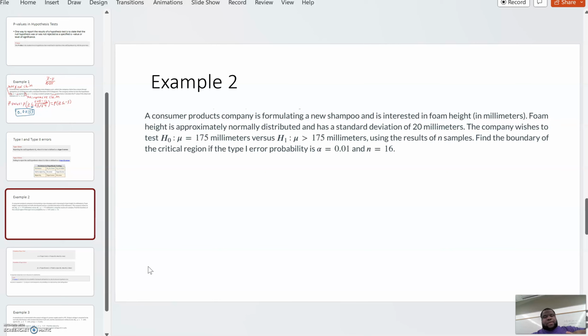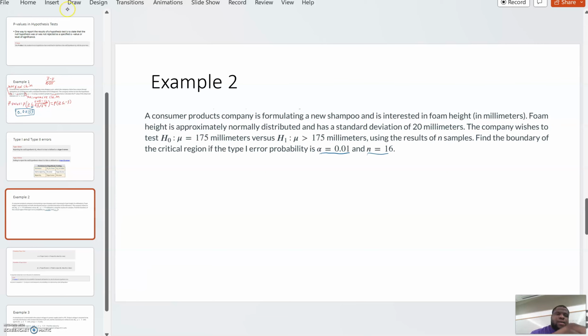So in this case, we're looking for the right probability because we're asking for greater than mu, versus in the previous example, we wanted the left probability because we said it was less than mu. And we want to use these results for n samples, and so find the boundary of the critical region if the type 1 error probability alpha is 0.01. For type 1, we normally use alpha, and for type 2, we use beta. And we're going to have n equal to 16.